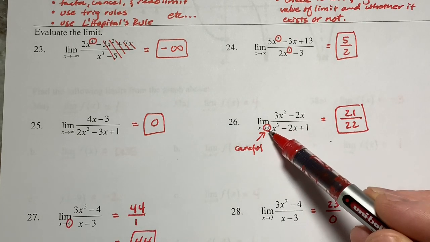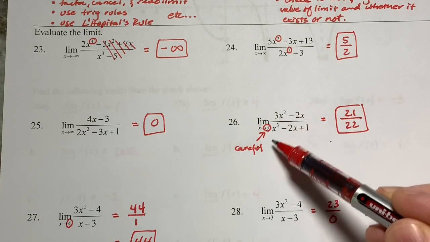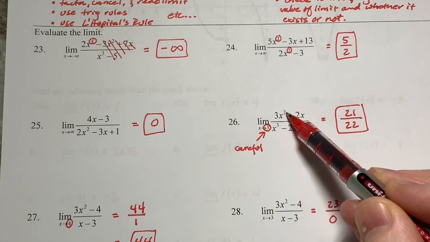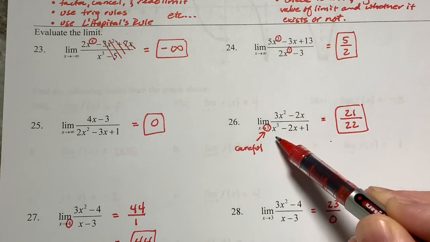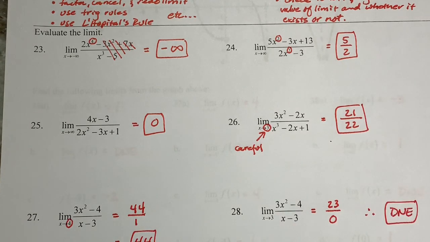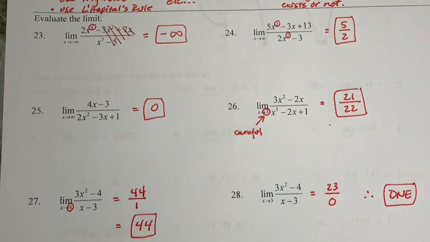Right here, see how I snuck a 3 in there on you? Don't be looking at these powers and go, oh, 0. Right here, I'm going to 3, so plug a 3 in. 27 minus 6 is 21. 27 minus 6 plus 1 is 22. I'm done. All right, really pay attention to what you're doing.